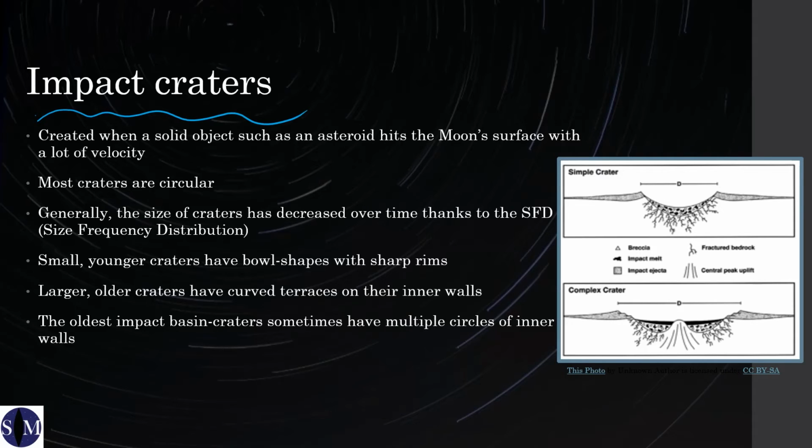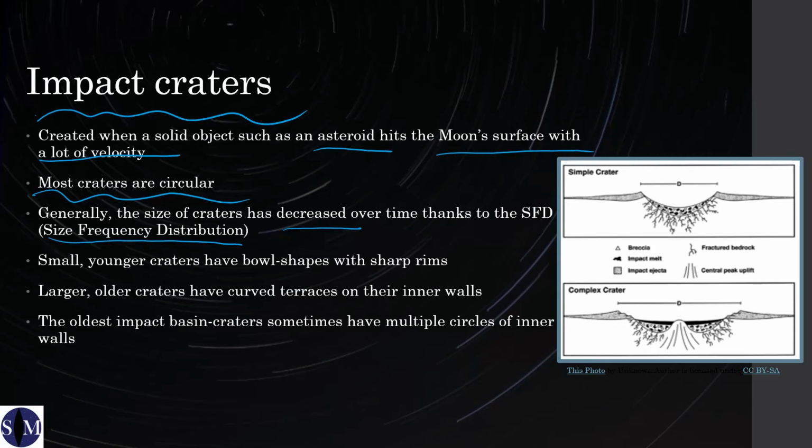Craters are created when a solid object, such as an asteroid or meteor, hits the moon's surface with a high velocity. Craters can not only leave an impact on the surface, but can also create ejecta and ray systems. Generally, most craters are circular because a crater is similar to an explosion, which is symmetric in shape. As time has passed, the size of craters has been shown to decrease. This is a phenomenon called the SFD, or size frequency distribution.